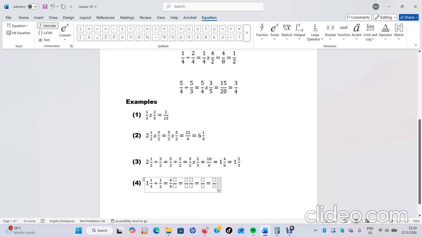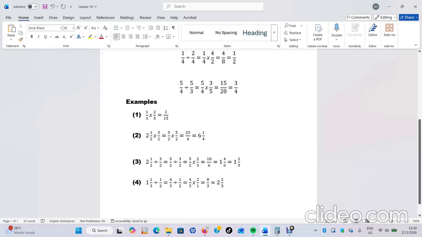Convert 1 and 1/3, you get 4/3 divided by 1/2. Then we can go ahead and invert 1/2 so that we can multiply. So it will be 4/3 times 2/1, which then becomes 4 times 2, 8, 3 times 1, 3. Then this is an improper fraction. Let's express it as a mixed number. 3 into 8, 2, remainder 2. So 2 and 2/3. Thank you very much.